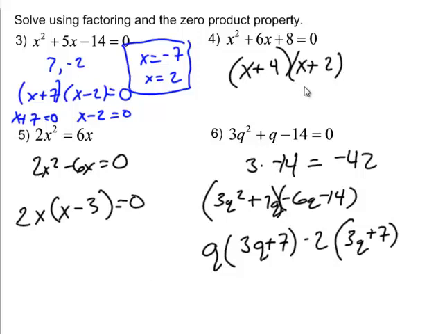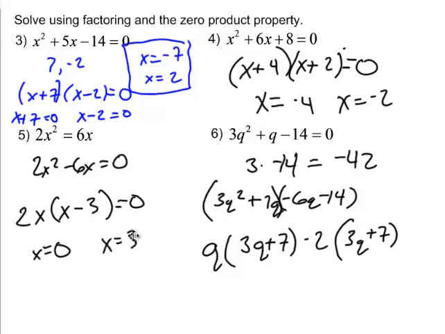Over here, again, equals 0, so we're going to end up with x equals negative 4 and x equals negative 2. And I'm noticing I didn't write any of these in. I apologize for that. Give me 1 second, I'll write them in. So up here, we should get x equals negative 4 and x equals negative 2. Again, this should be equal to 0. And this one should be x equals 0, x equals 3.